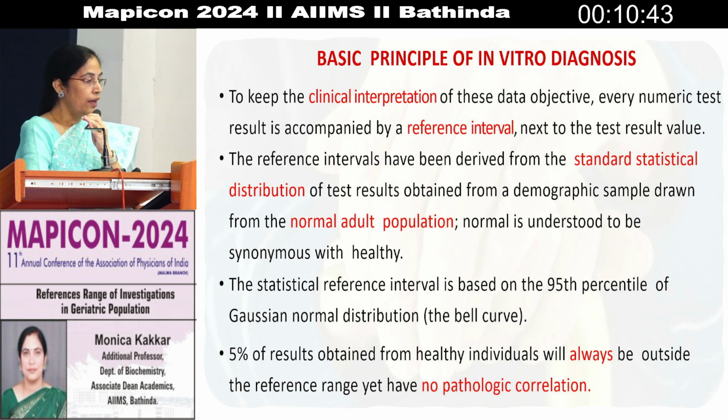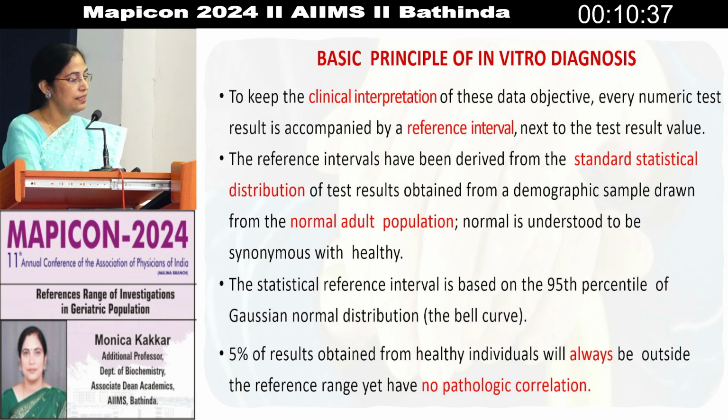Now, what is this reference interval? It is based basically on the standard statistical distribution of the test results obtained from the normal adult population. Normal is synonymous with healthy. So the healthy population is selected, and from that the reference intervals are drawn. These encompass around 95 percentile of the Gaussian normal curve. That means to say that there would still be 5% of the population which would be normal, with no pathological correlations seen, but still they would not fall in that reference interval.